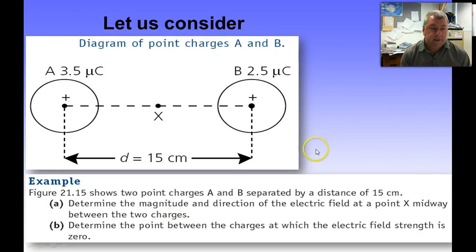Let's consider an example. Here we have A represented by a point, and it has a charge of 3.5 microcoulombs. So we use prefixes sometimes. They're on your information sheet. And we have B, which is positive also, 2.5 microcoulombs, separated by 15 centimeters, and we want to determine the direction and magnitude of the electric field at point X here due to the two positive charges, and we want to determine the point where it would be 0 along that line because the electric fields would cancel each other out.